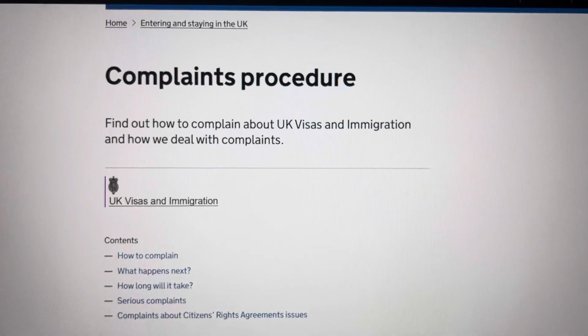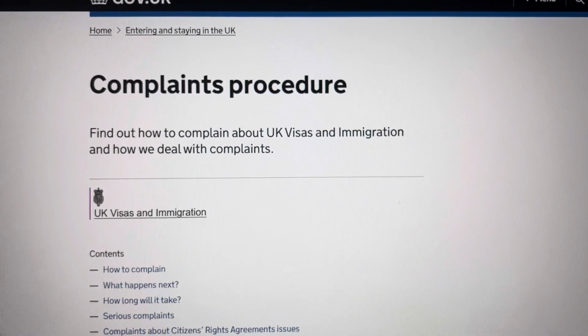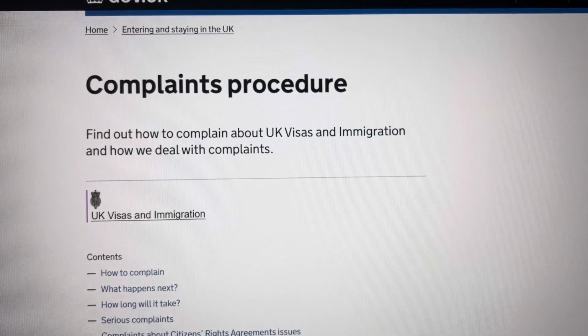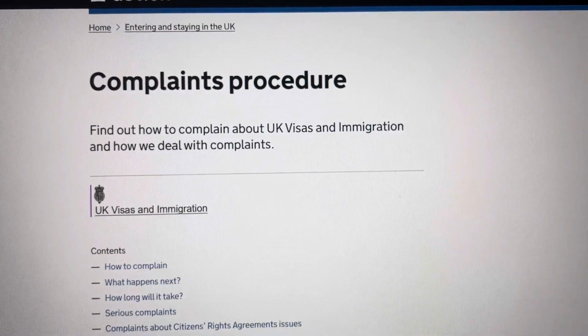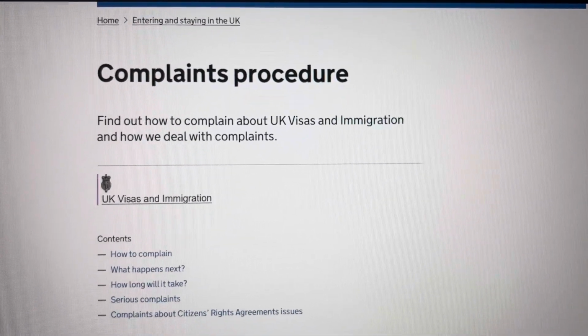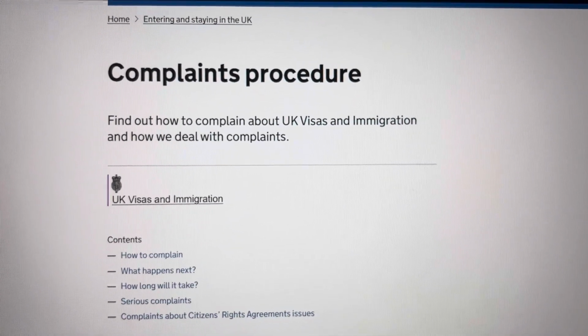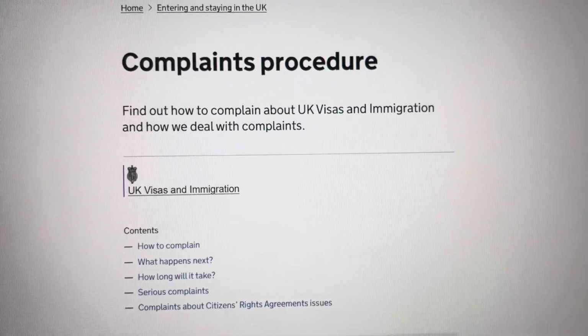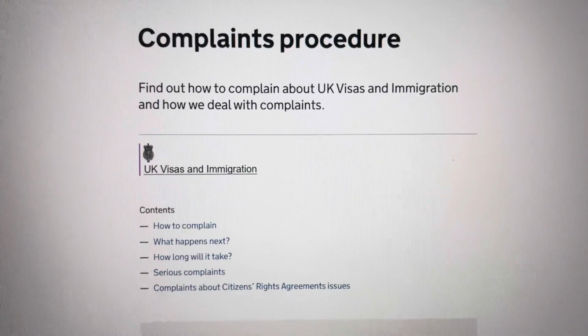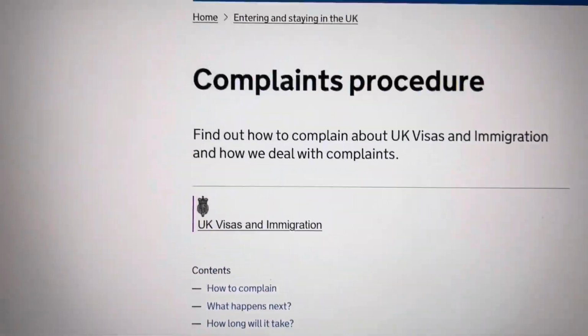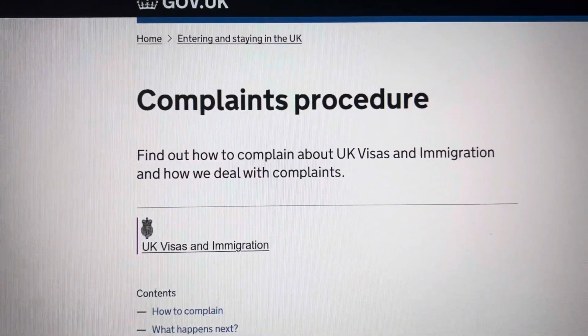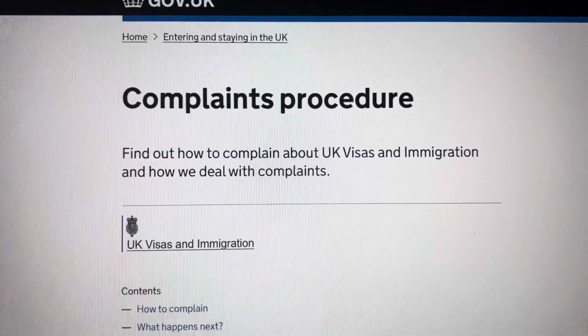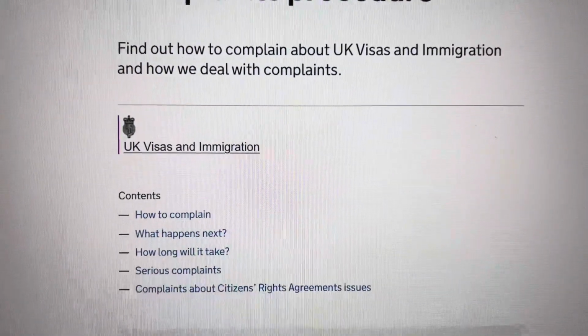Let's say you have an issue with the Home Office, for example, you applied for your visit visa and haven't received your refusal letter, or you are trying to contact the Home Office and it is not responding to your emails or documents. Then you can click on this site, www.gov.uk, and then UK Visas and Immigration.